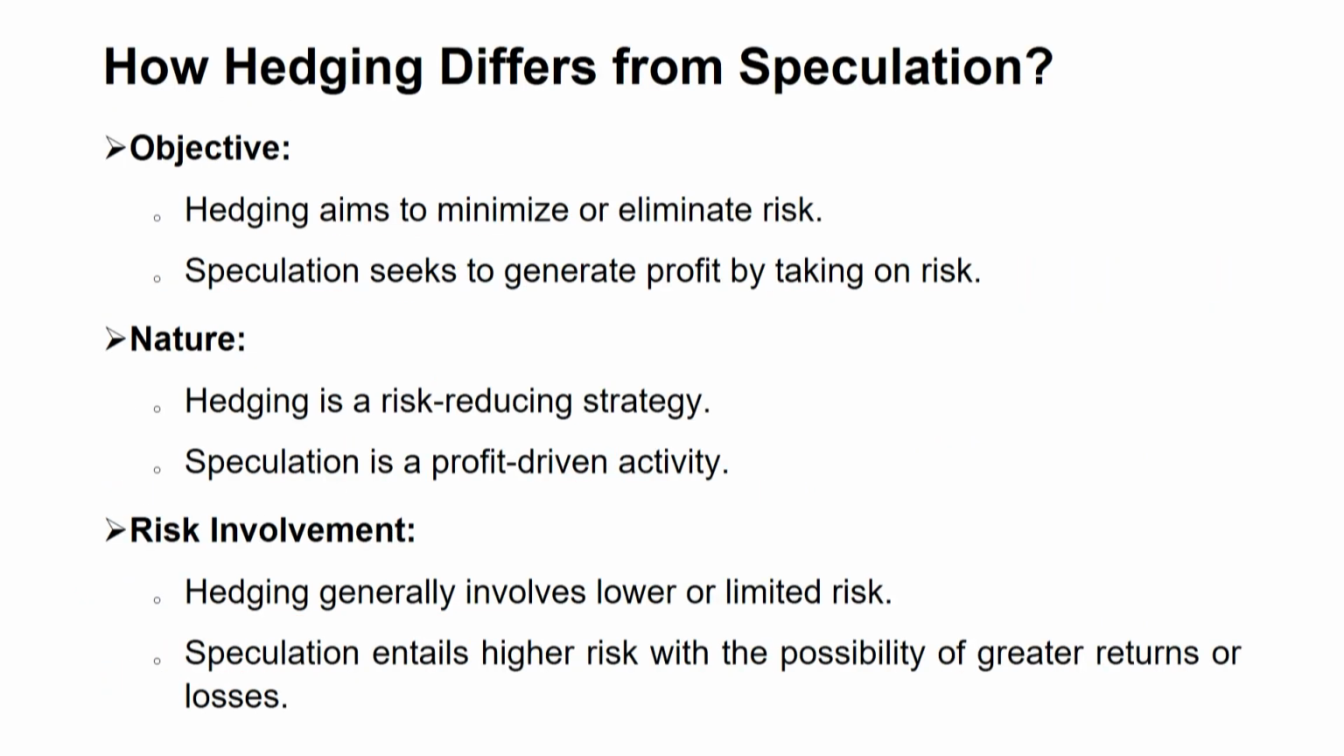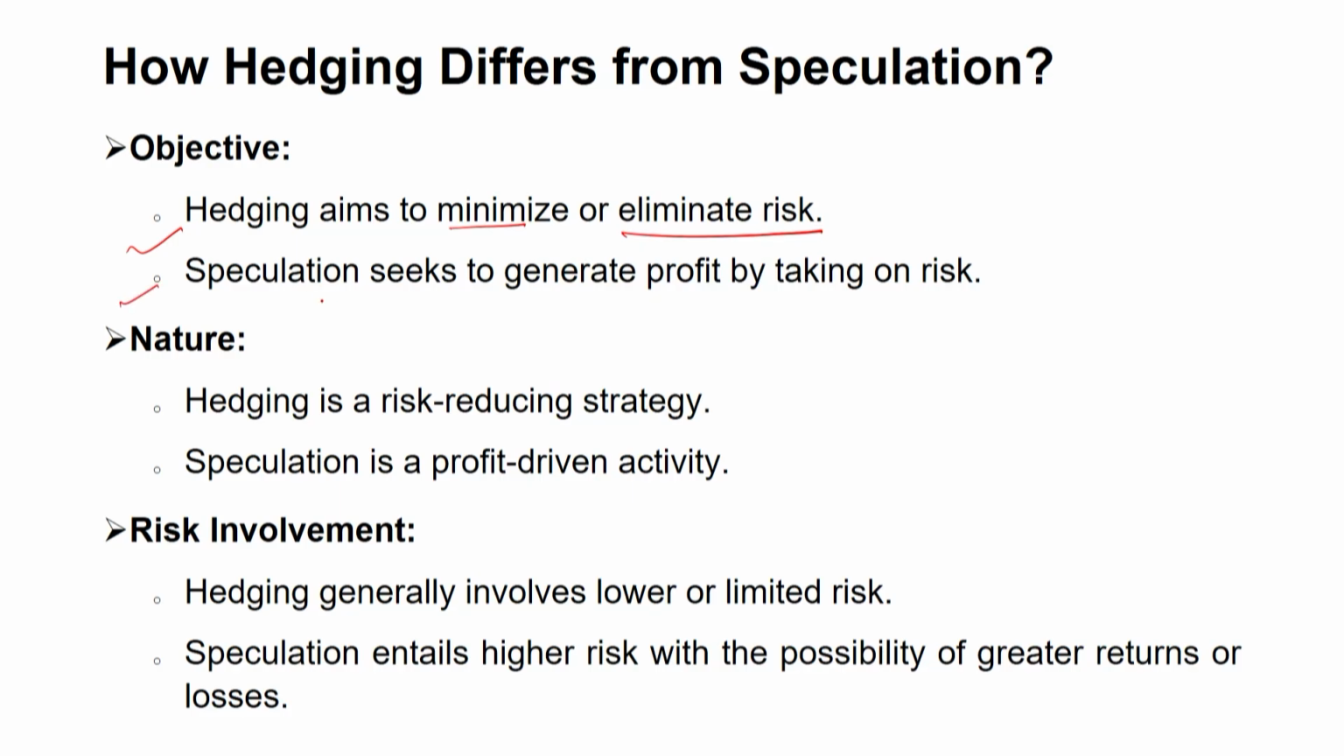Now, let us discuss how the procedure of hedging differs from speculation. Basically, in the case of hedging, the objective is to minimize or eliminate the risk. That means to manage the price fluctuation of the commodities or the underlying asset with the help of the derivative contract. Whereas, speculation's objective is to generate profit by taking the risk. All the investors who come in the category of risk takers can take the help of speculation, and by taking the risk, they seek to generate more profit from the market.